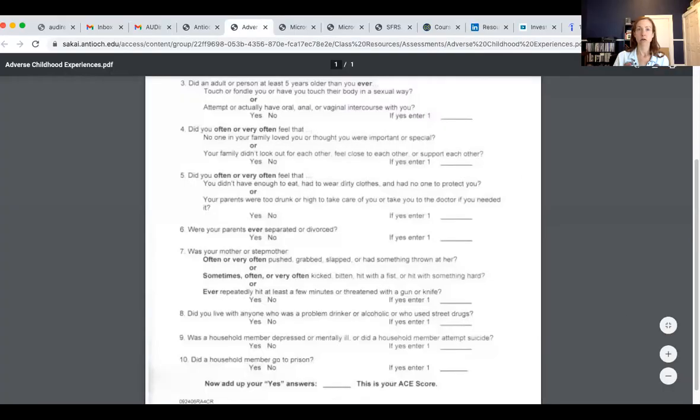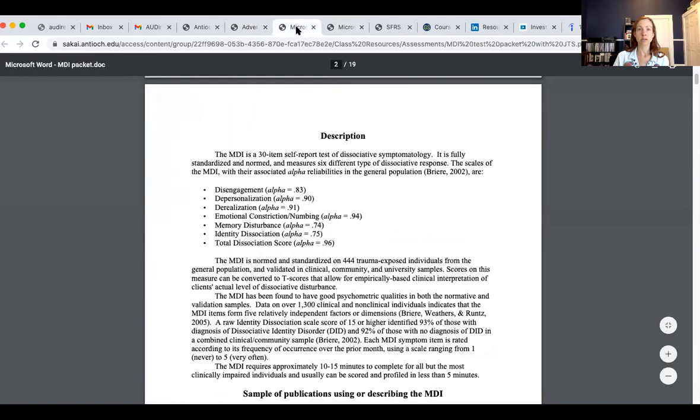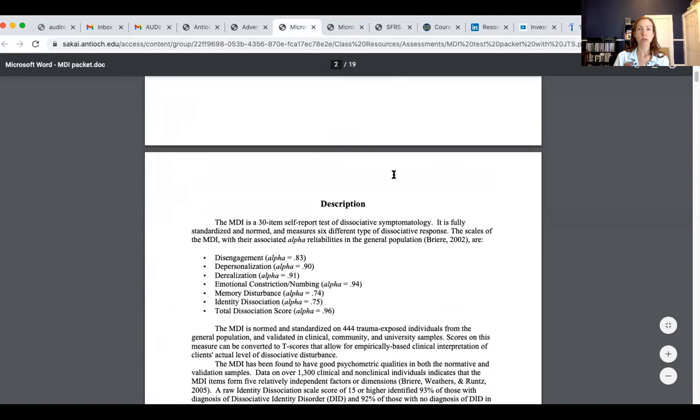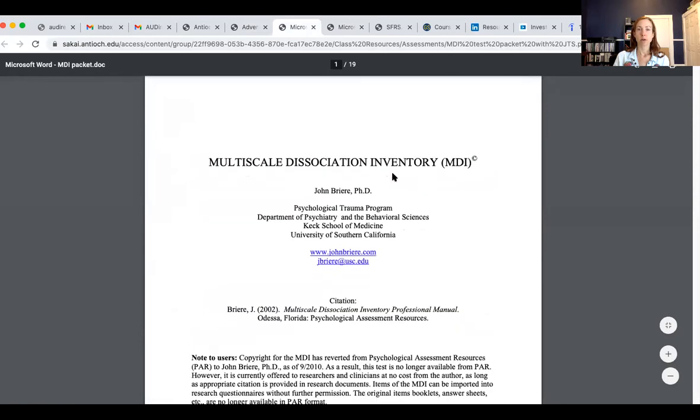And then there are several inventories that exist to measure dissociation, which can be very helpful if you are a clinician who doesn't feel very well versed in dissociation. The primary test that has been deemed valid and reliable is Briere's Multiscale Dissociation Inventory, the MDI, which is in our course site. Let's go there. Here we go.